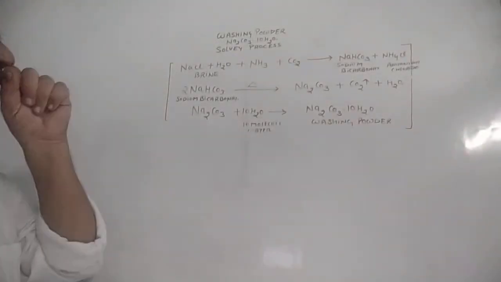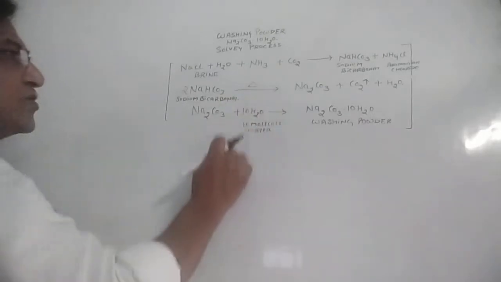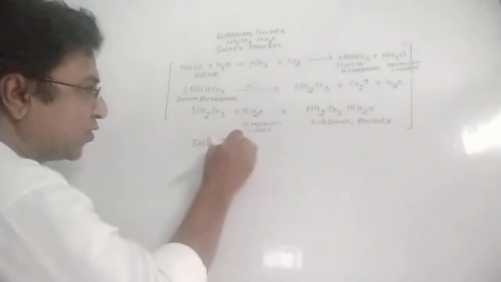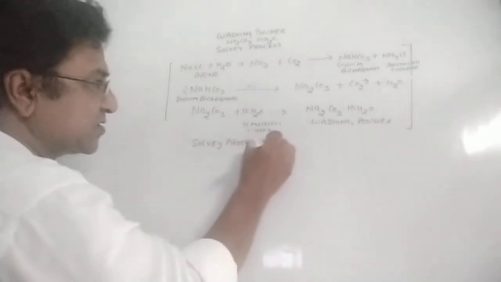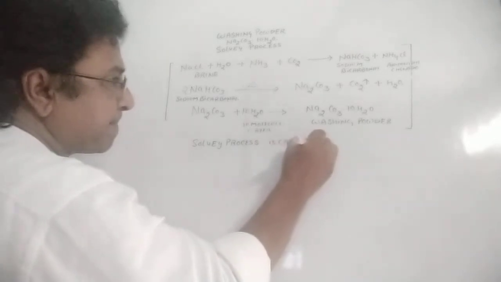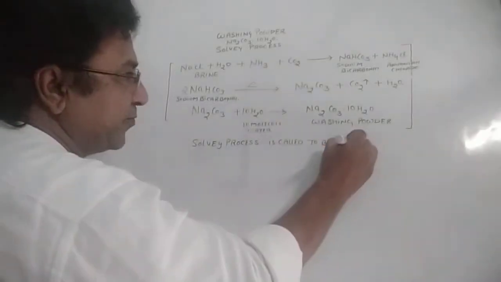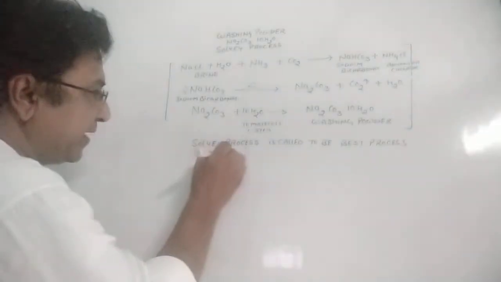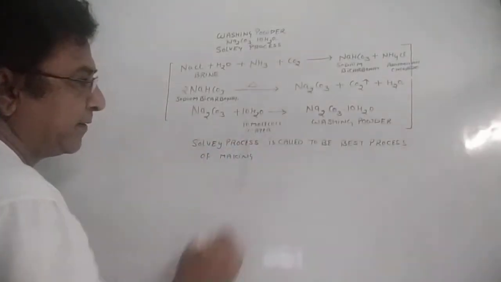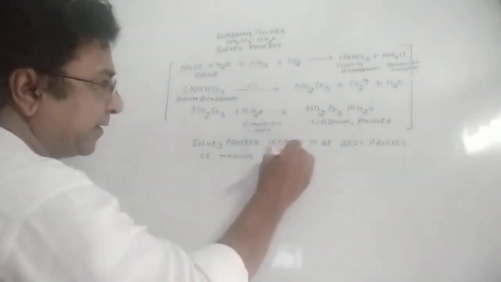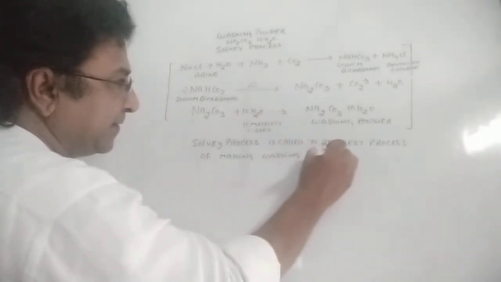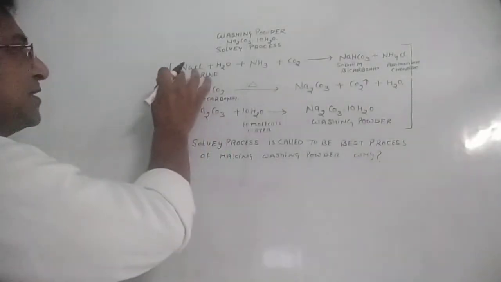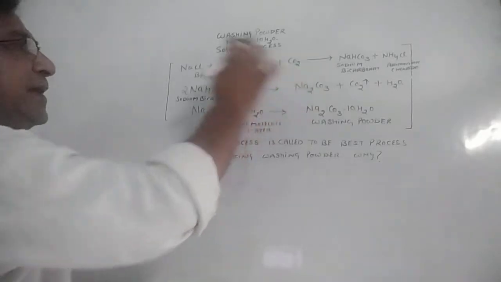Okay, now see, if this has gone, now another question. Solvay process is said to be the best process of making washing powder, right? But why? The question is why? See, what is the raw material? Sodium chloride, water, ammonia, and carbon dioxide.